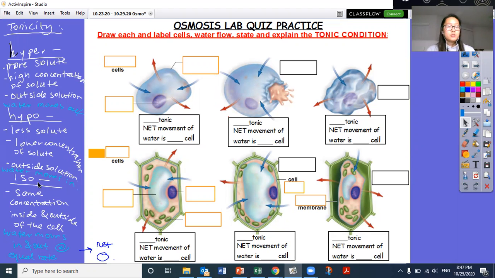The third type of solution is an iso or isotonic solution, which means that the concentration of salt or sugar or starch or anything on the inside of the cell and the outside of the cell are exactly the same. That means that the water is going to be moving inside and outside of the cell at the same rate. So if two water molecules move into the cell, then two water molecules that were originally inside of the cell also move outside of the cell to maintain the similar concentration.